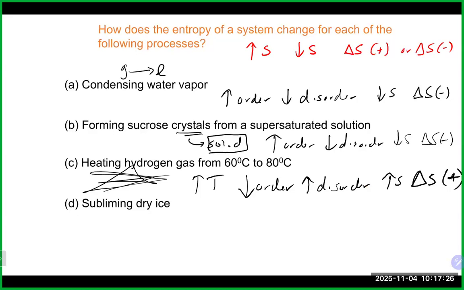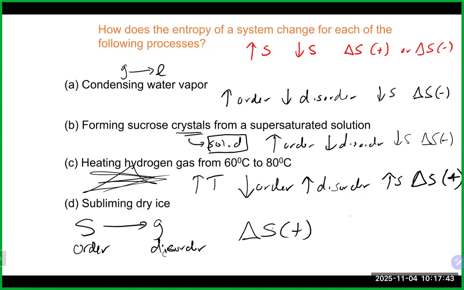Last case here, sublimation. Sublimation is where we go from solid directly to gas, skip the liquid. So clearly here we're going from more order to more disorder. And that would then mean that we should see our delta S become more positive as we have a lot more disorder happening in this case. Any questions on those there?